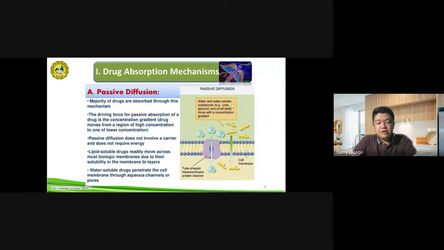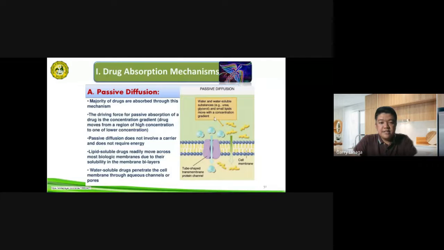So this is an example of an illustration of passive diffusion. In this case, some molecules such as urea and glycerol, and small lipids move with the concentration gradient. So for example, the concentration gradient here is greater as compared to here, so that the driving force will be from the higher to the lower concentration.